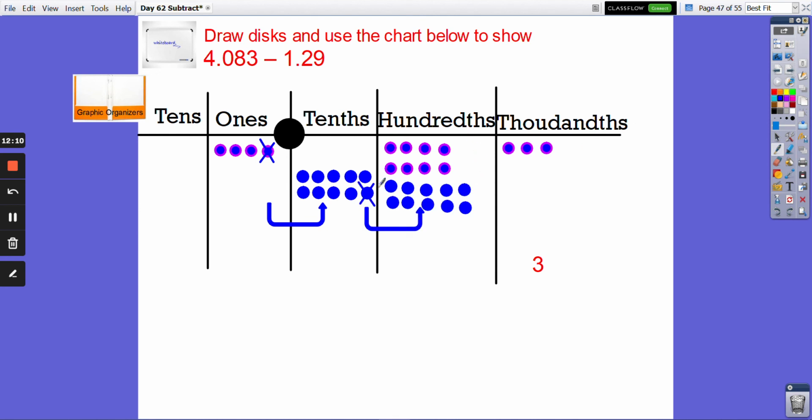So now I have 18 hundredths minus 9 hundredths, which gives me 9 hundredths left. Okay, now we have 2 tenths, and we're taking those 2 tenths away from the 9 tenths because we already borrowed, getting 7 tenths. And 3 ones minus 1 one gives me 2 ones. So our final answer here is 2 and 793 thousandths.